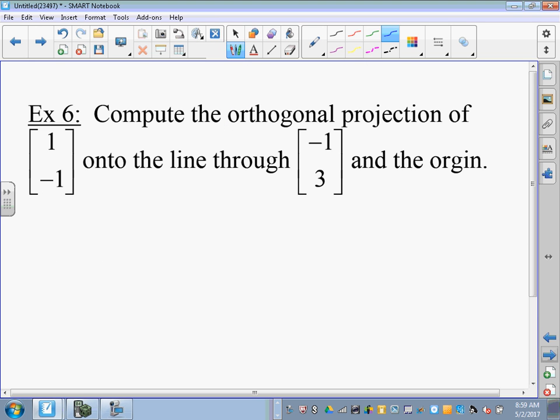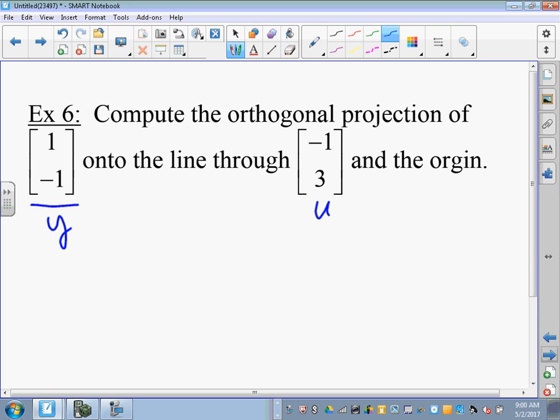So we're going to compute the orthogonal projection, and I tried to graph that one, and it didn't really work out well for me. So we have the orthogonal projection of 1, -1. What are we calling this vector? Is that y or is that u? Yeah, this is going to be the y vector. So we start off with that y vector onto the line through -1, 3. We already know what y is. We're projecting that onto u.